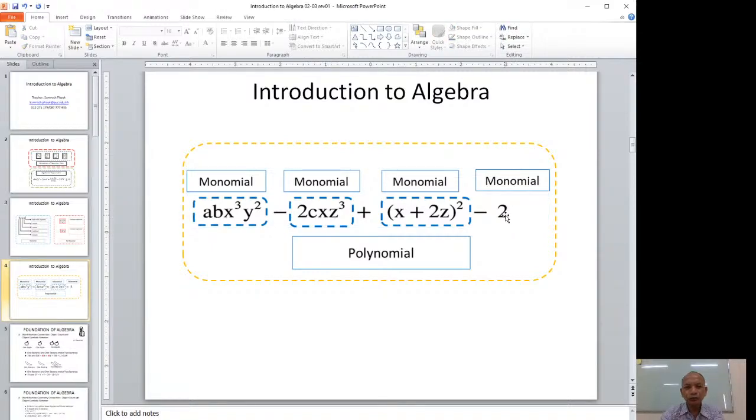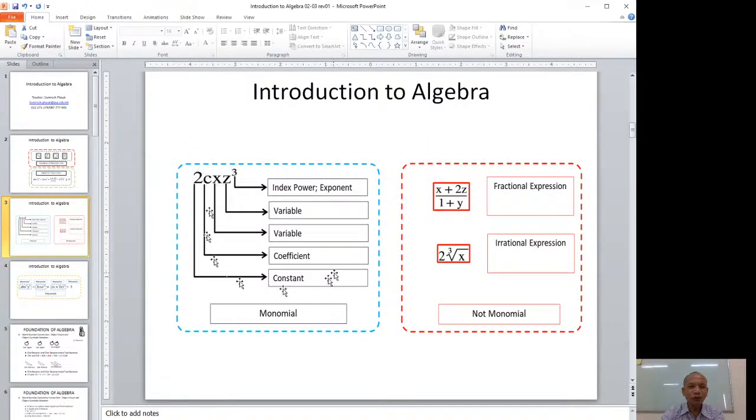Only number 2. It's a constant 2. Okay, so you have to remember this, and there is nothing difficult. Just remember the first one here, the format of a monomial.